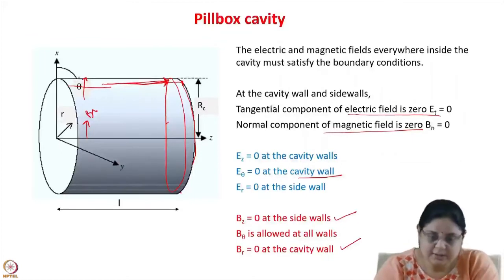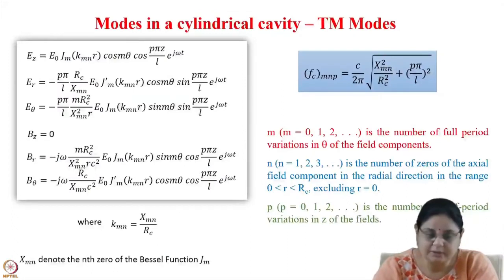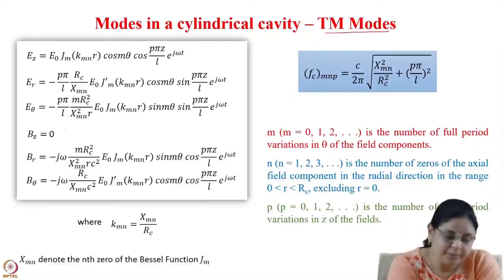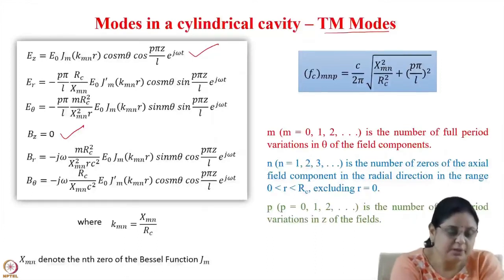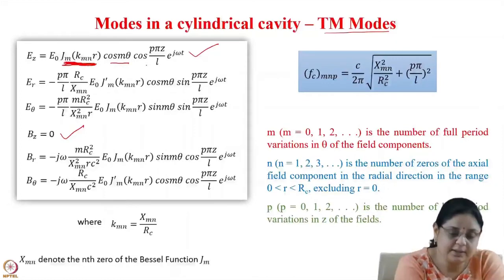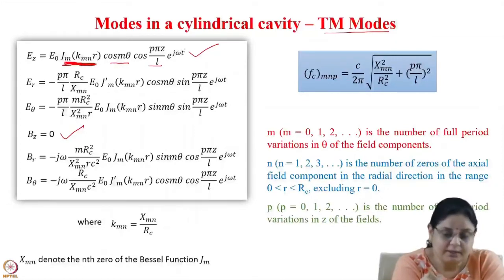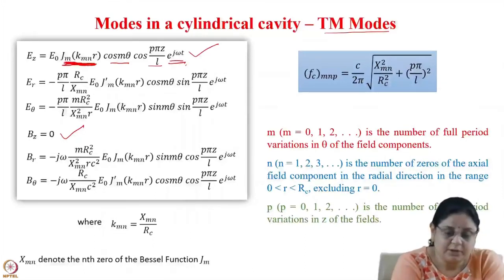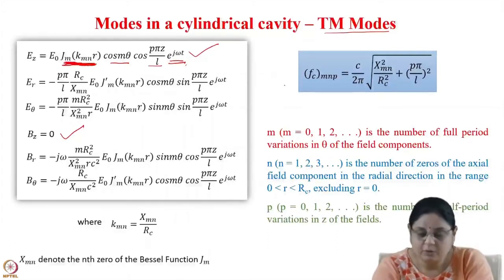So with this understanding of the boundary conditions in a pillbox cavity, let us see the different modes in the cavity. As we discussed in the last lecture, for the TM mode, BZ is equal to 0. So EZ will exist. Now EZ, in the radial direction, has a Bessel function dependence, whereas in the theta and Z directions, it has a cosine dependence, since it's a standing wave. So there is no propagation in any direction. Here the frequency of the mode is given by this formula.